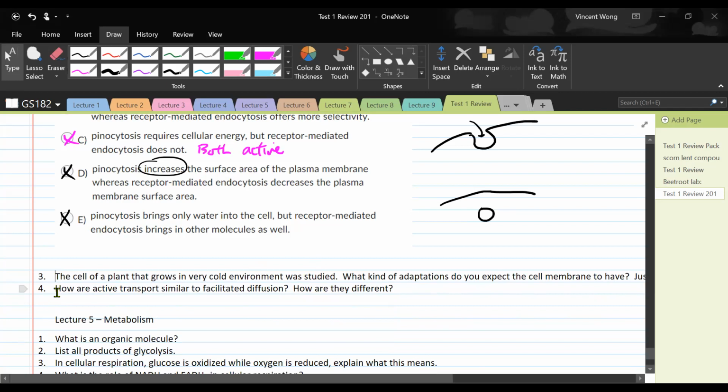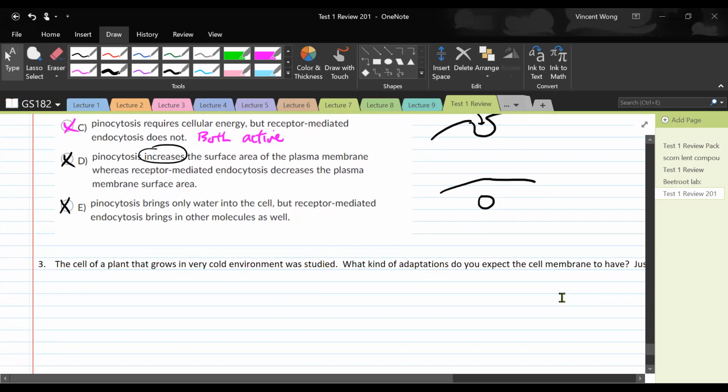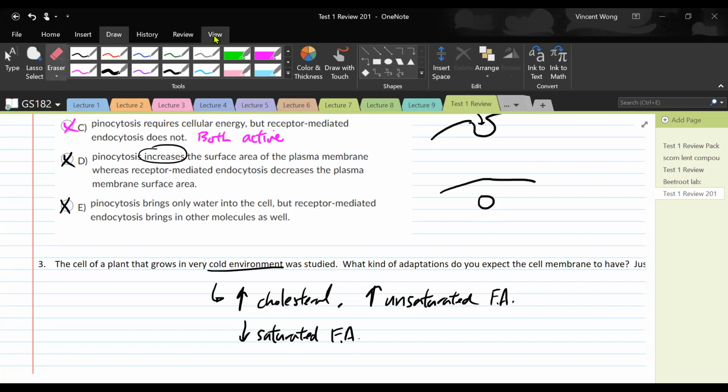Next one. The cell of a plant that grows in a very cold environment. We did this already, right? If it's a cold environment, you want it to be less solid. So you want more cholesterol, more unsaturated phospholipids, right? Fatty acids, right? And less saturated.